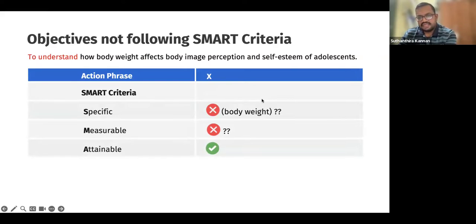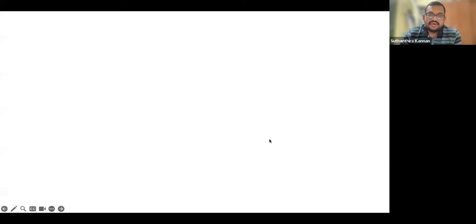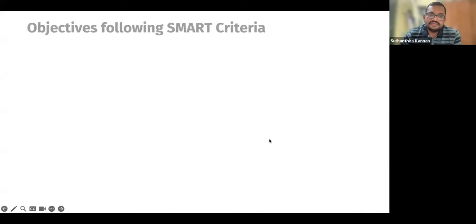Attainable is done. The study can be done, no issues. Reliable: how are they measuring the body image, perception, and self-esteem? And what is a normal weight? Somebody clearly answered, why is it called normal weight? Time bound is not there. So how can I change it into SMART criteria?